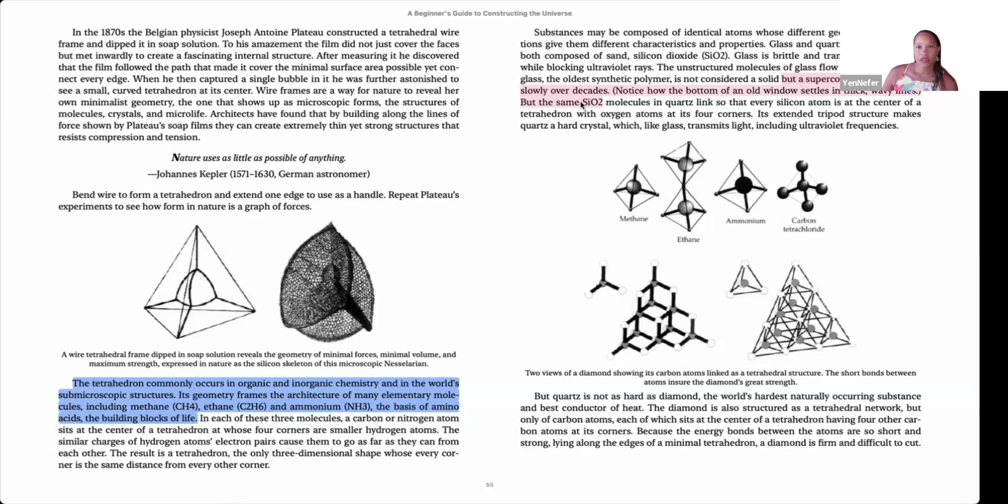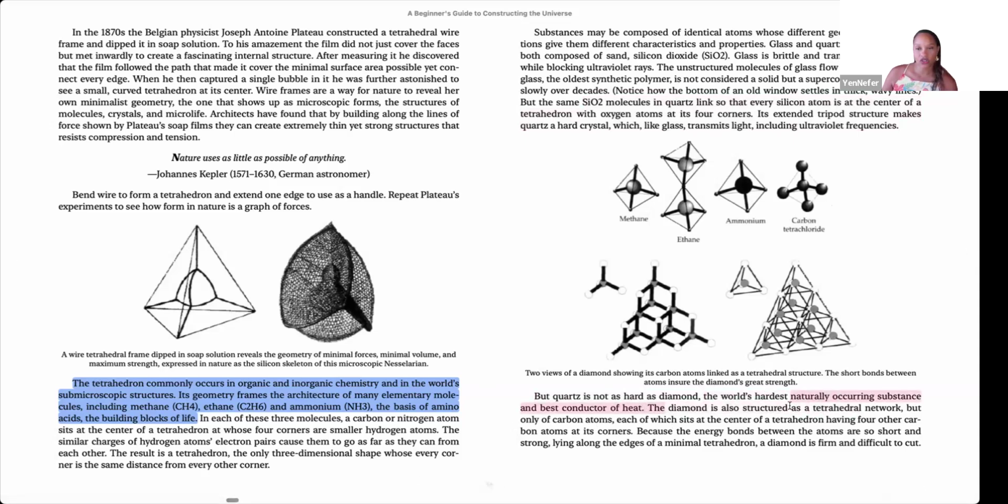But the same silicon dioxide molecules in quartz link so that every silicon atom is at the center of a tetrahedron with oxygen atoms at its four corners. Its extended tripod structure makes quartz a hard crystal, which, like glass, transmits light, including ultraviolet frequencies. But quartz is not as hard as diamond, the world's hardest naturally occurring substance and best conductor of heat.